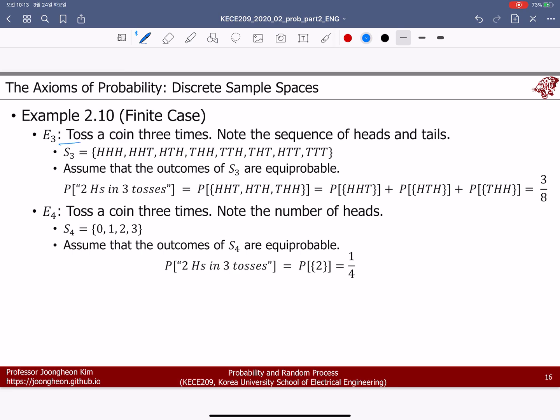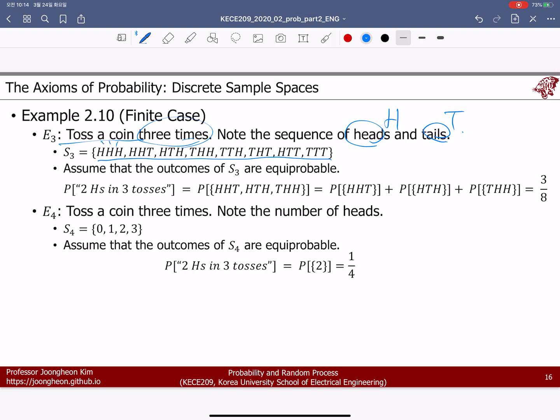Now we are doing coin tossing. Once we toss, we see either head or tail, so we have two different cases. We are tossing a coin 3 times. When we do a single evaluation, we have 2 different results, head and tail. When we do 3 tosses, we have 2 to the 3 different cases, that's 8 different cases.